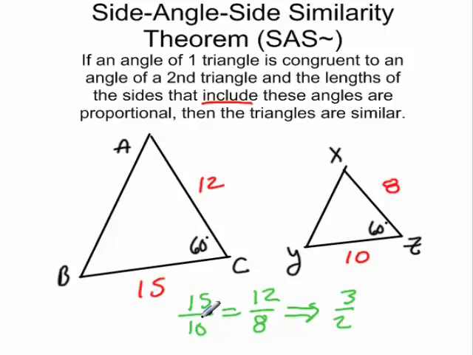Since our sides are proportional, we have congruent included angles. We know that these two triangles are similar by side-angle-side similarity, and our similarity statement would be triangle ABC is similar to triangle XYZ. Our scale factor from ABC to XYZ would be 3 over 2.